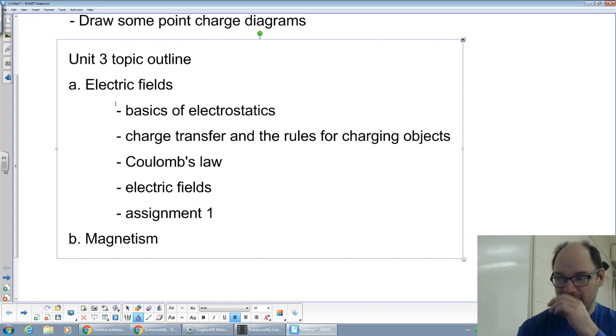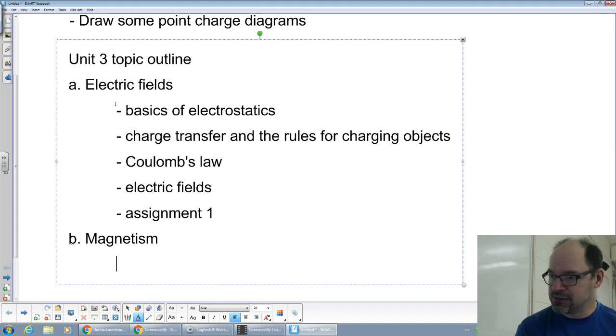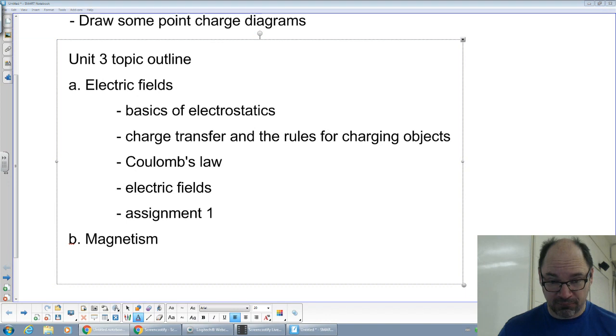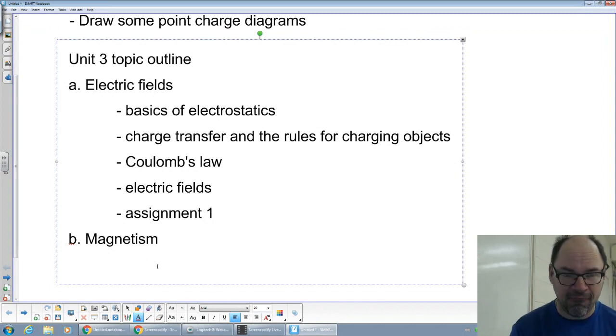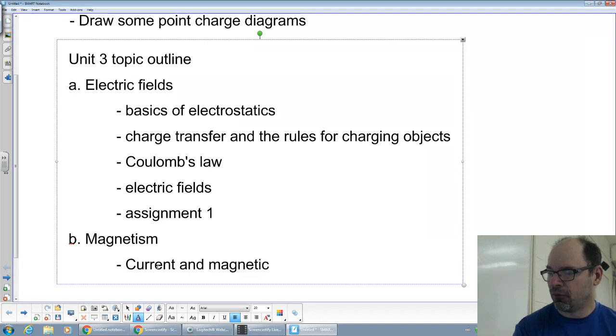So the magnetism part of this course, there's actually three parts to this course. I said two, but there's actually three in this. There's also gravitational as well. Okay, and when we get into magnetism, there's a couple of things that we look at. We look at the current and magnetism. We'll say magnetic field because that's what it produces.